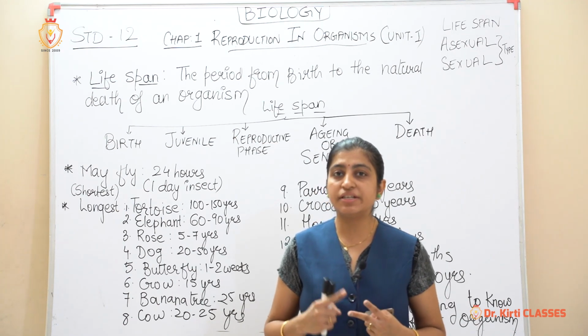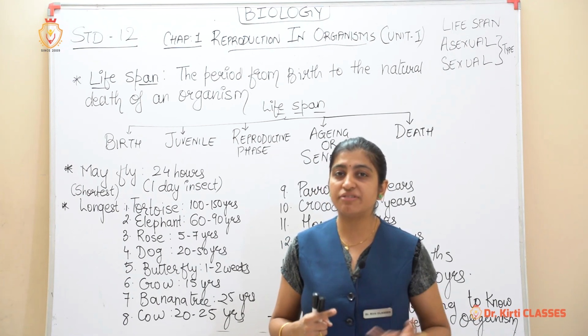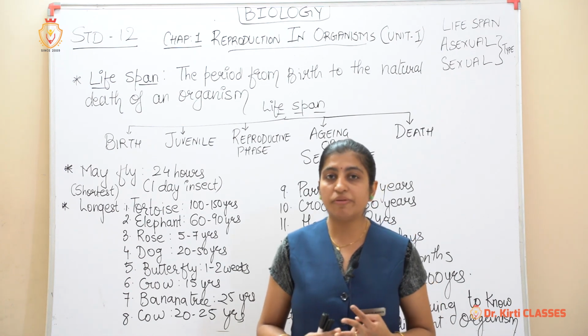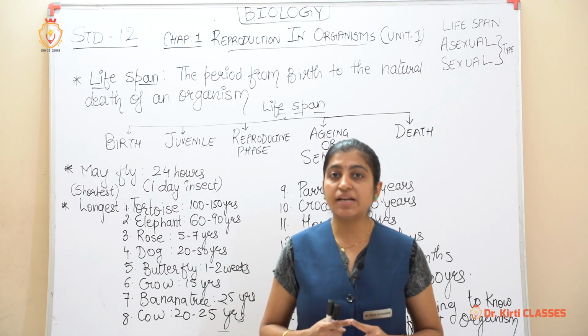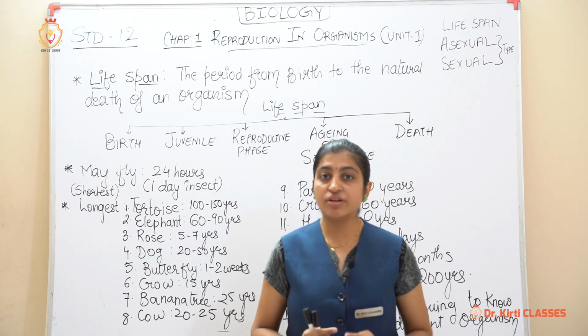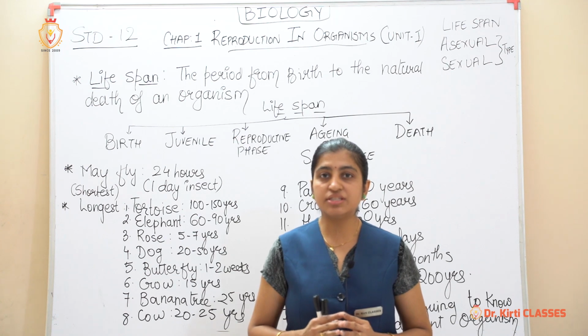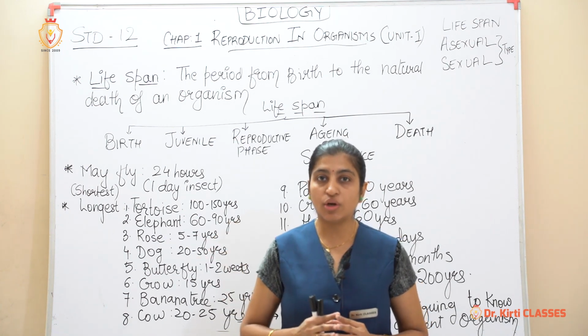Number 2 is regarding reproduction in flowering plants. Number 3, human reproduction, and number 4 is reproductive health. So today we'll start with the first, that is a general topic of reproduction, chapter number 1, reproduction in organisms.